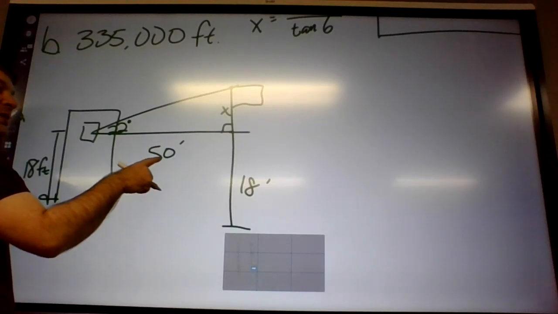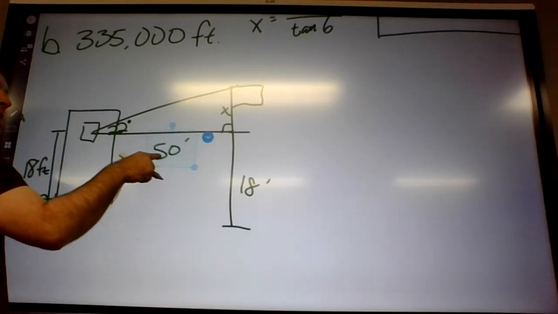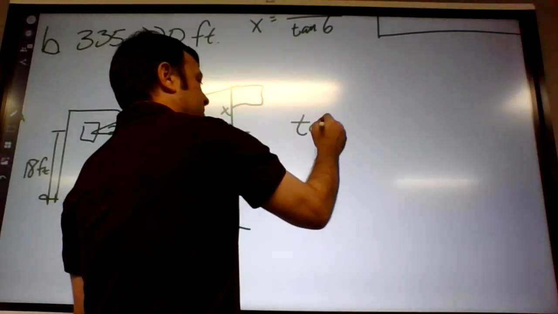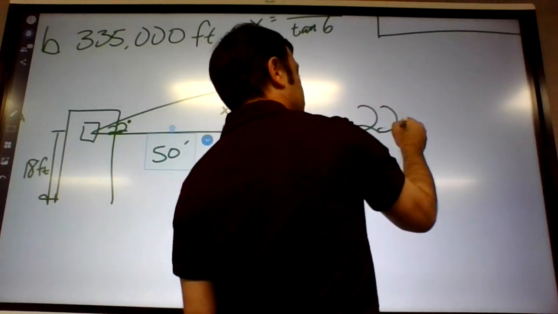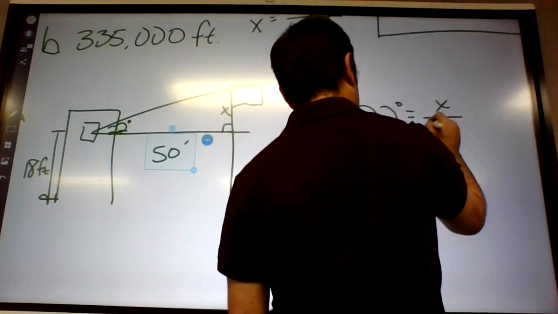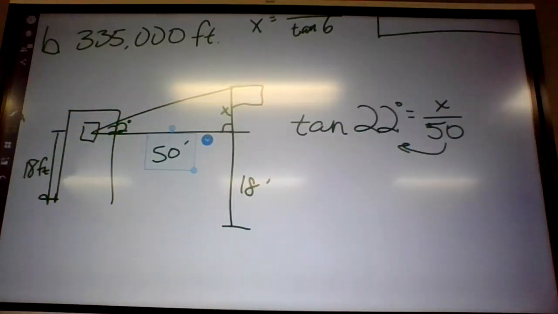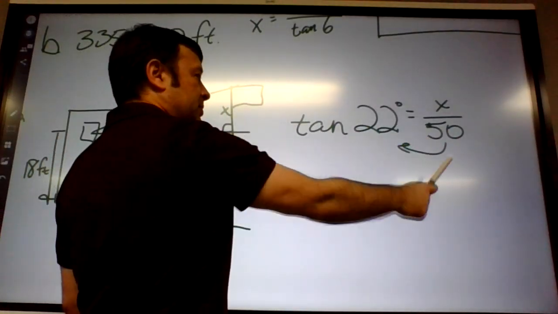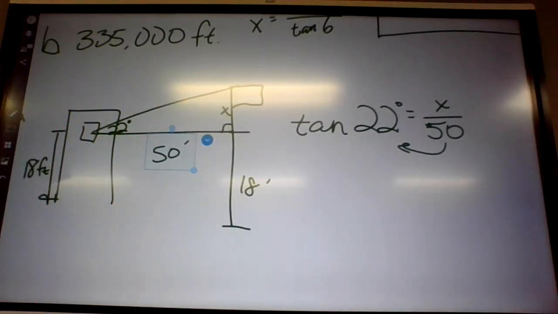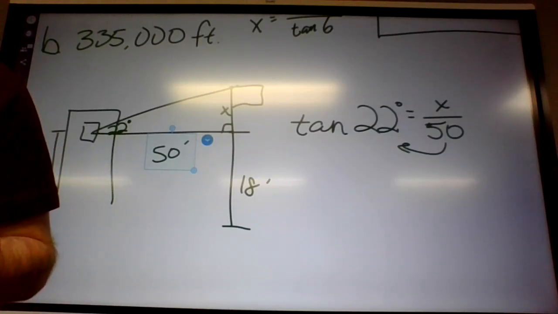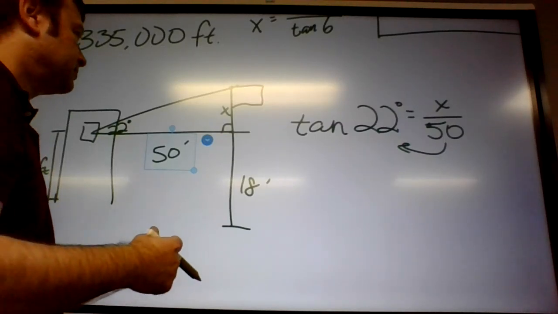Opposite. And I have the adjacent, so which trig function deals with opposite and adjacent? Tangent. Tangent of 22 degrees equals opposite over adjacent. The easier version, because x is on top, is that we just need to do tangent of 22 times 50. That's 20.2.